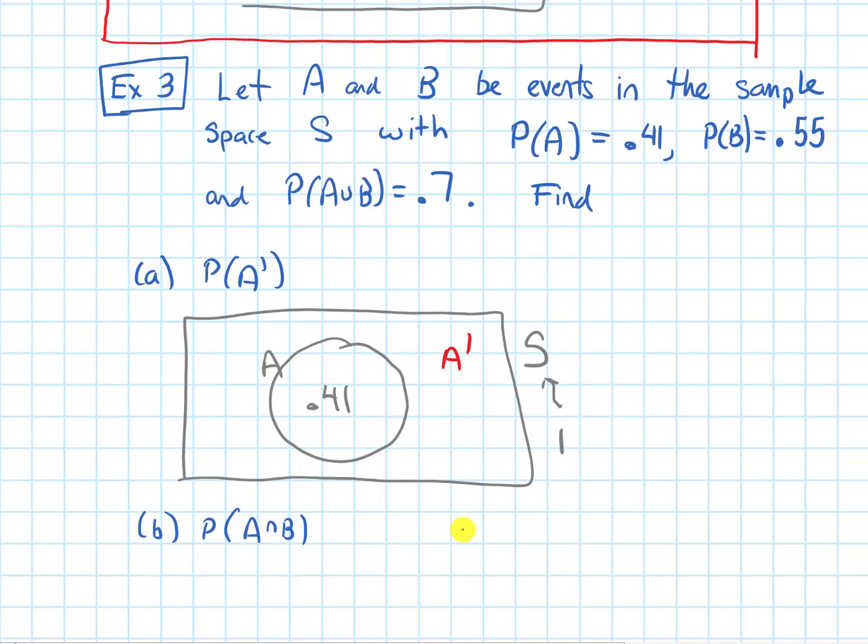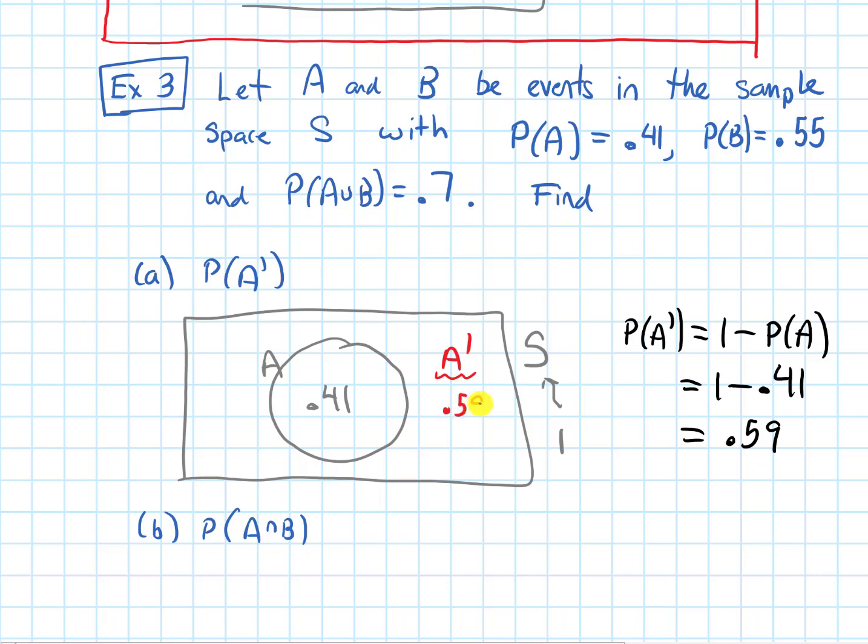The Venn diagram here just helps me visualize what I'm going to do to find the probability of A complement. I can see now that I just take 1 minus the probability of A. So I do 1 minus 0.41, and if I work that out, we get 0.59. That is the probability of A complement. If I add 0.59 to 0.41, I get 1, like I need to.